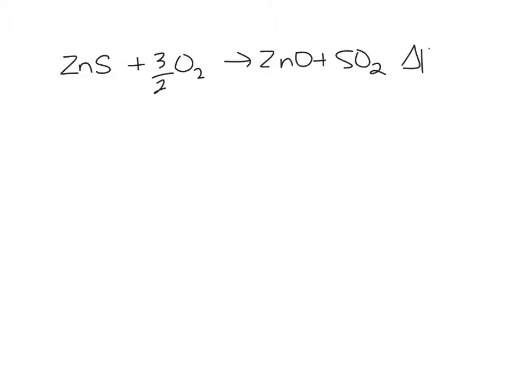We want to get zinc sulfide, 3/2 oxygen, zinc oxide, and sulfur dioxide. Once we get our delta H, we can figure out the second part of this question.